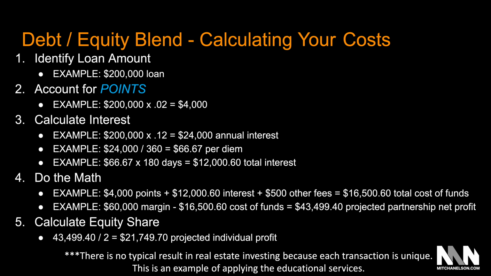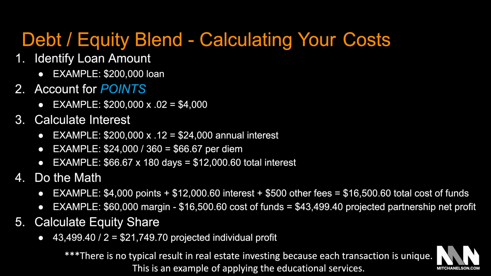So let's go back to calculating your costs. You've seen a similar slide to this in the other strategies that we've talked about. So let's go ahead and calculate the costs on how a debt equity blend would work. So identify the loan amount. Now here's the thing about the debt equity blend. There's a secret formula to how we structure the debt versus the equity. And I want you to write this down.